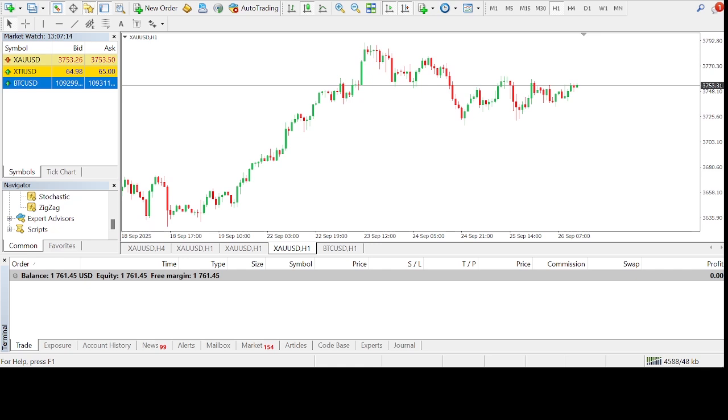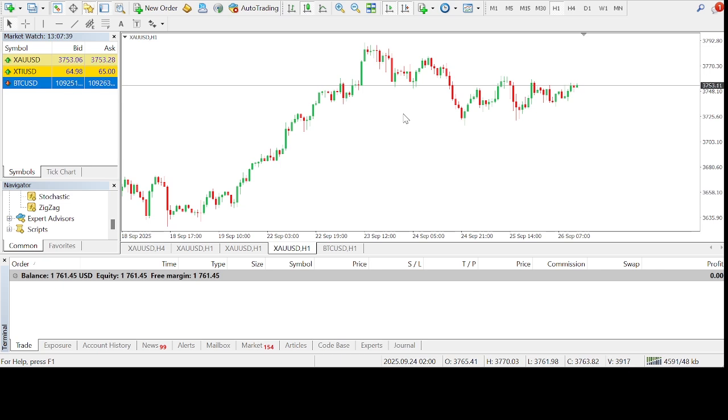Our next forex order type is the limit entry order. Limit entry order is subdivided into two: we have the buy limit order and the sell limit order. What is a limit entry? A limit entry is an order placed to either buy below the market or sell above the market at a certain price. In this case, I'm going to show you how to place a buy limit.